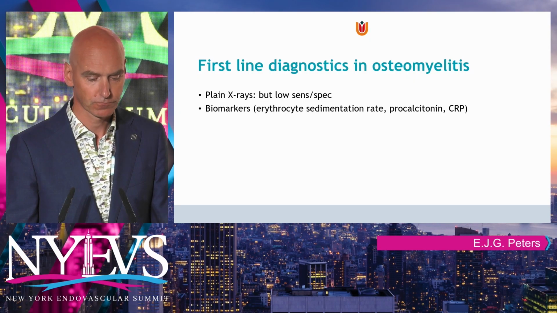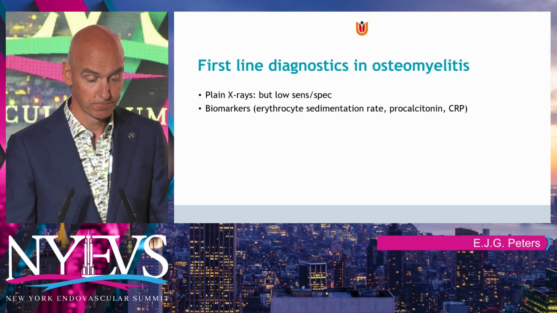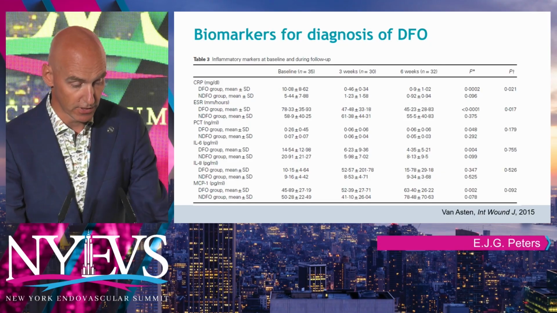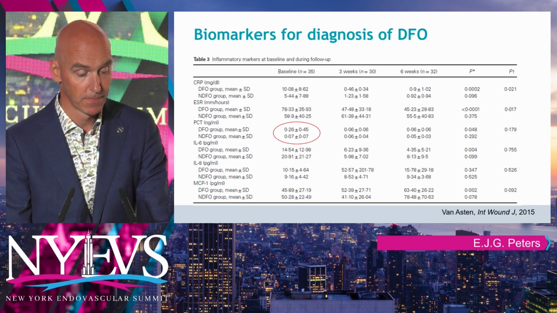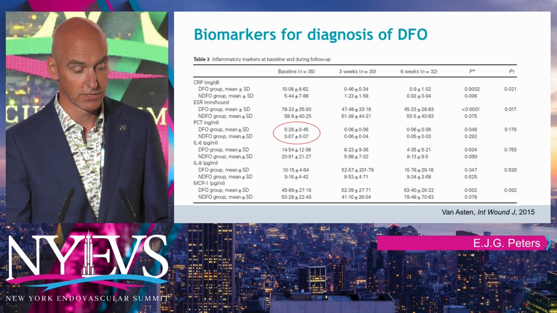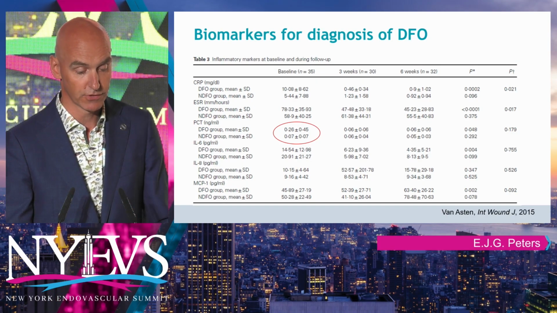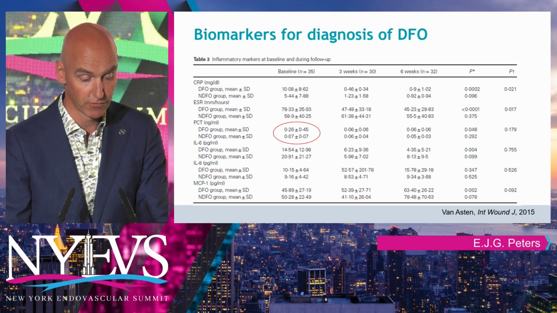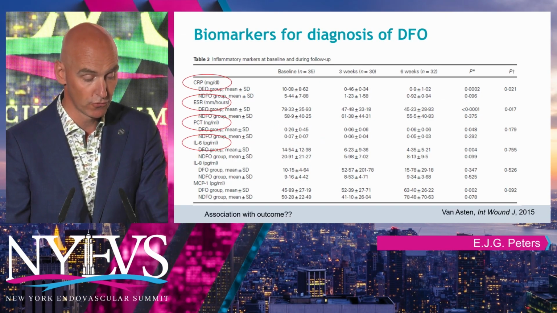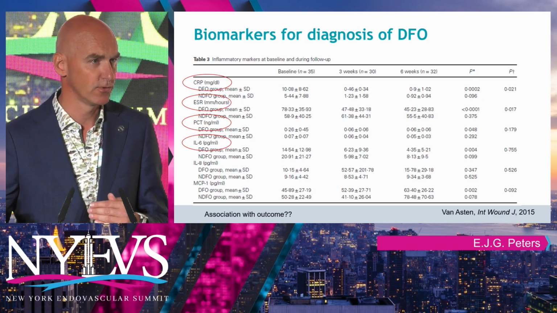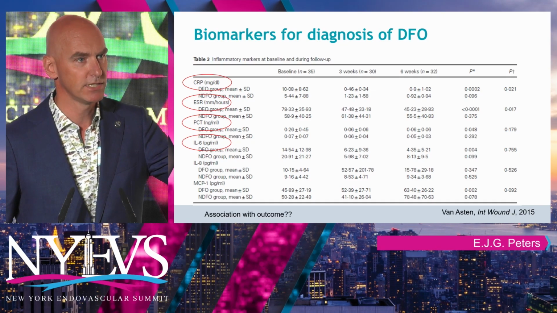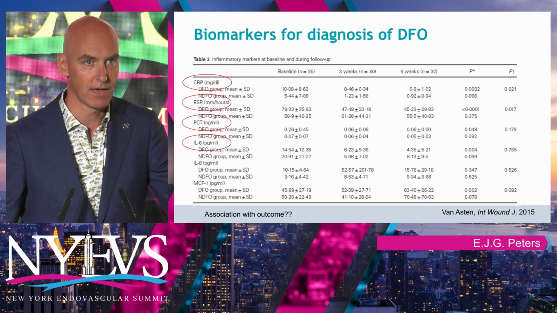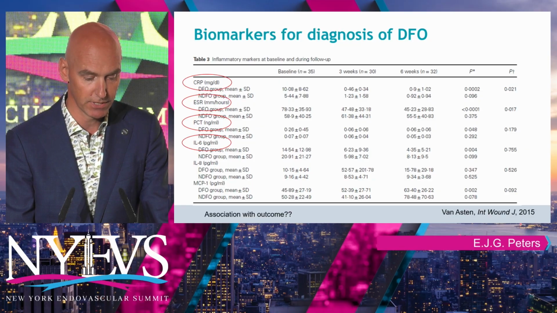You can use biomarkers as well, so sedimentation rate, procalcitonin, and CRP. This is also a study from Dr. Lavery where it looked at what the best biomarker is to distinguish patients with osteomyelitis versus those with just soft tissue infection. PCT, so procalcitonin, performed best, but you can use the other ones as well. But unfortunately, it's unclear if there's an association with outcomes. So if you have a high CRP at baseline, does it mean that you also have a poor outcome, or maybe the outcome is better if you have a lower CRP during treatment? We don't know yet.